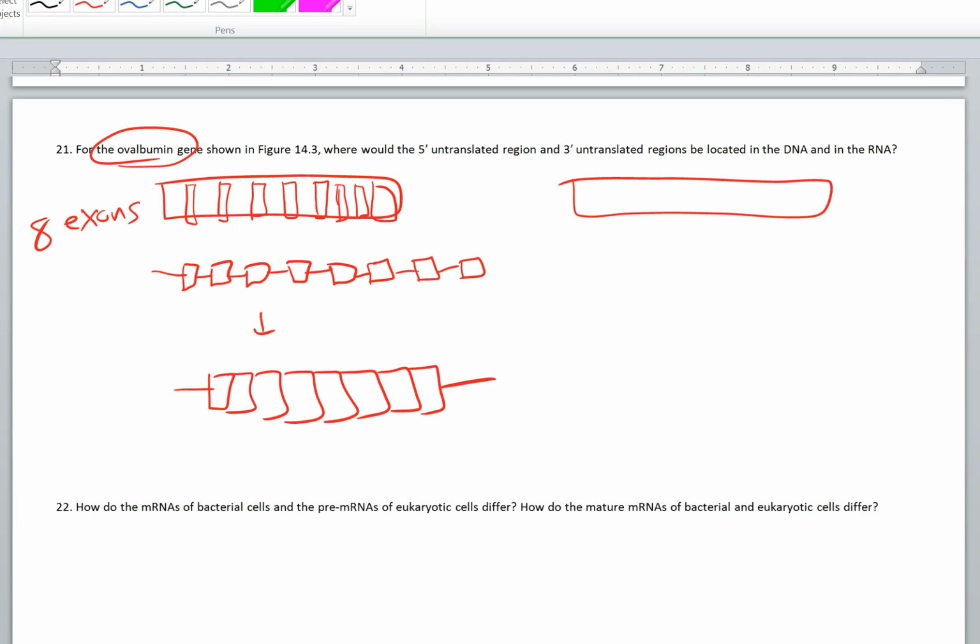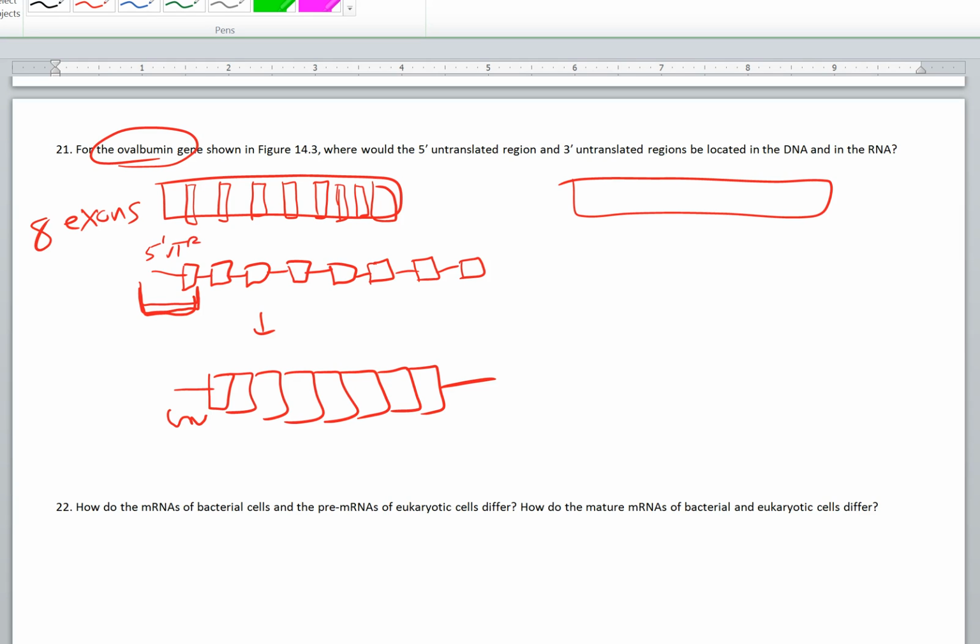Well, we don't know. They don't tell us where the start codon is. So we know that this is 5' untranslated region. Depending on exactly where the start codon is, the start codon could be in the second exon. But we're just going to assume usually it's in the first exon. So this bit here is going to be our first exon. And this part is the 5' UTR.